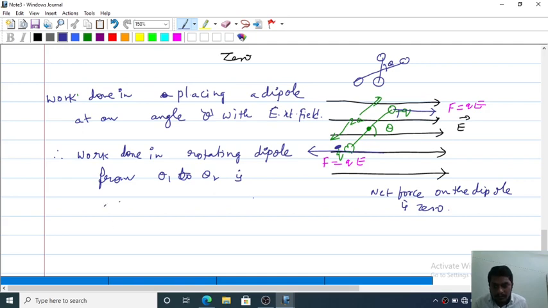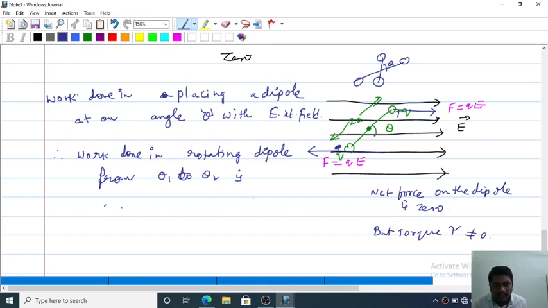How can you find work done? When the net force is 0, when equal and opposite forces act on a body, the body tries to rotate. So here also the body will rotate. For rotational motion there must be a torque. So here the net force is 0, but torque tau is not equal to 0. Torque is acting on the body.